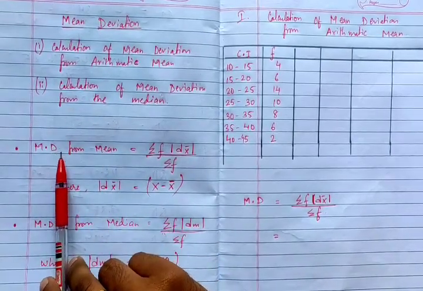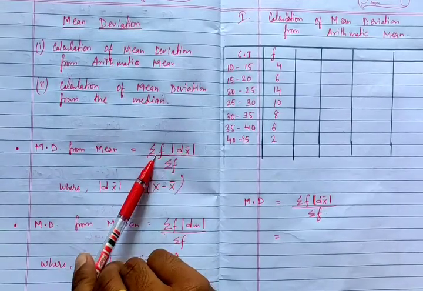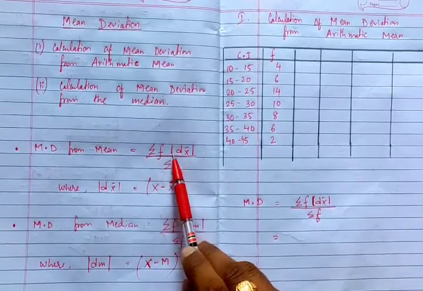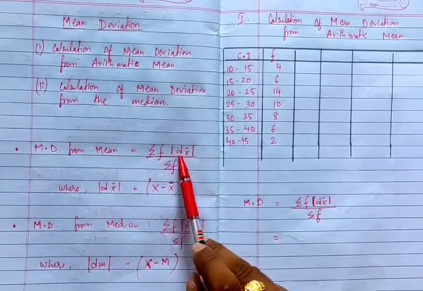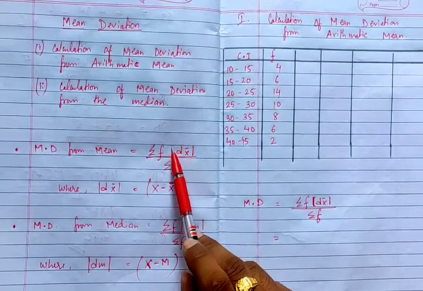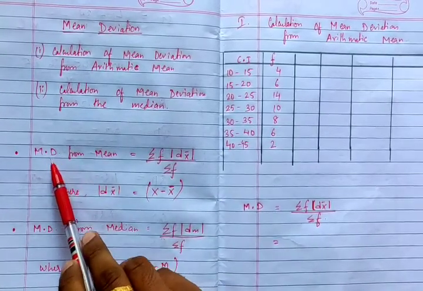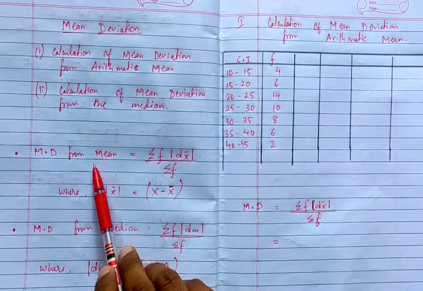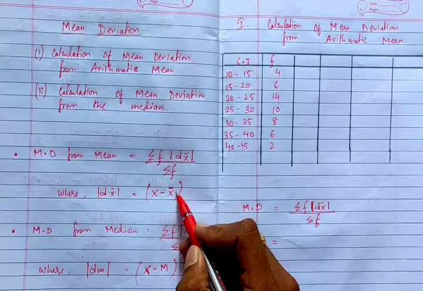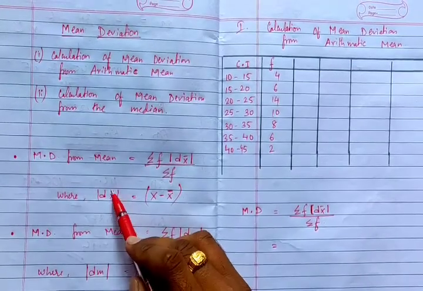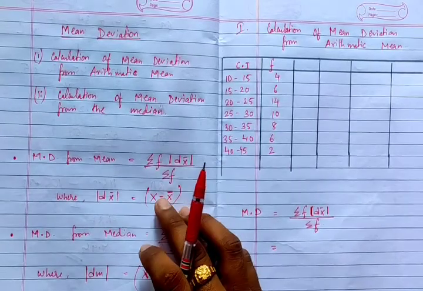For calculating mean deviation from mean, we use this formula: summation f dx bar by summation f. So dx bar you have to calculate, and it is under this bracket, that is modulus. For dx bar we calculate with the help of this formula: x minus x bar. Since it is mean deviation from the arithmetic mean, you have to find x bar. X bar means mean. First you have to find mean, then only you can find dx bar by subtracting it from x. We'll do one question, then everything will be clear to you all.